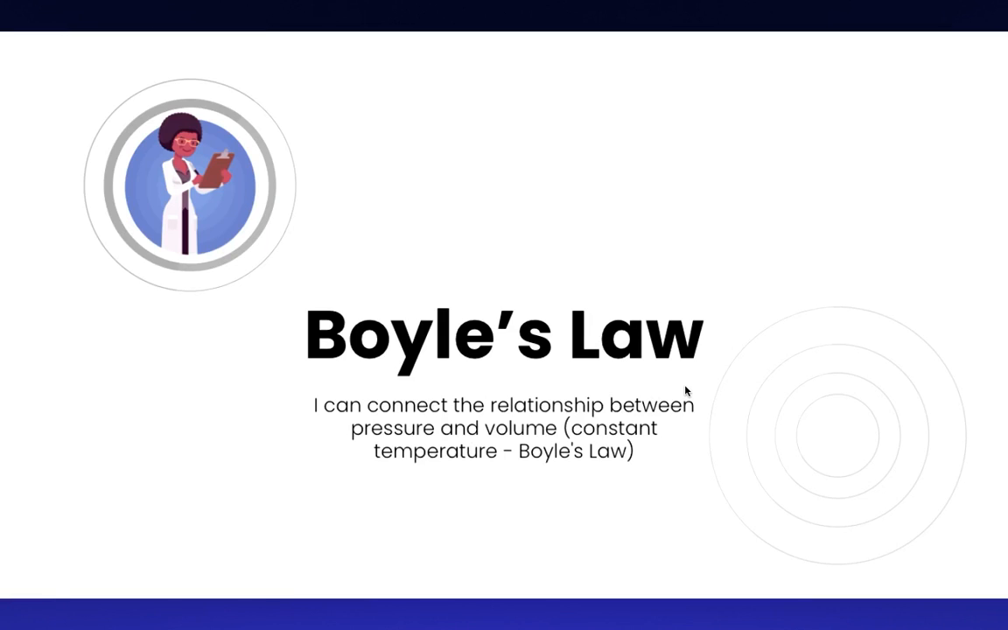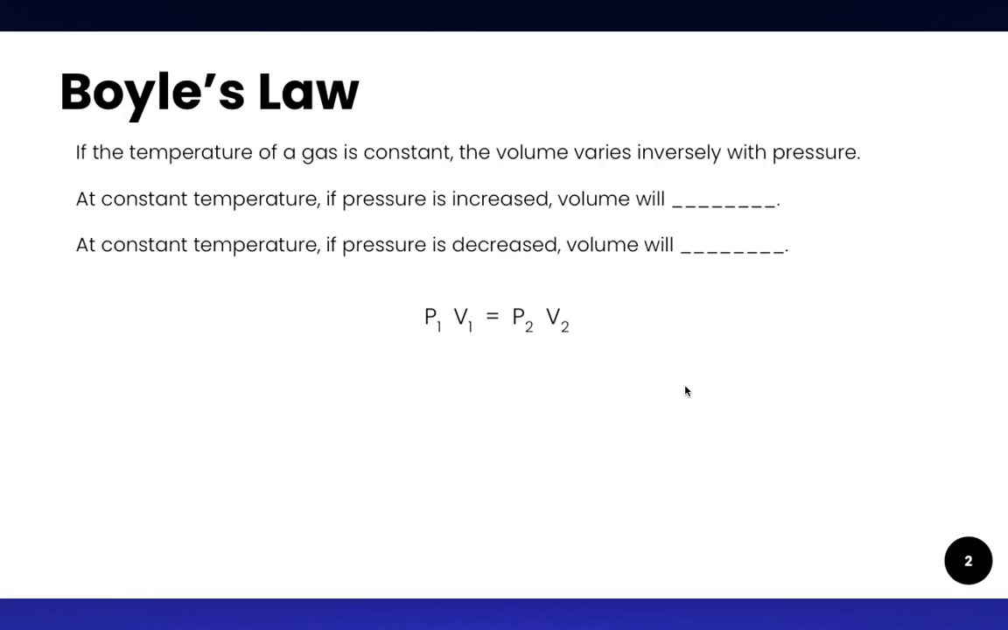Hello, chemistry students. The next gas law we're going to talk about is Boyle's law, and it will connect the relationship between pressure and volume. This law only occurs when the temperature is constant, so keep that in mind. Boyle's law states that if the temperature of a gas is constant, the volume varies inversely with pressure.